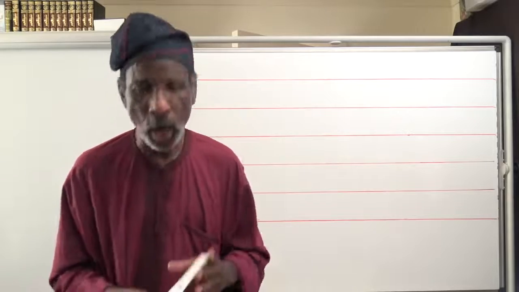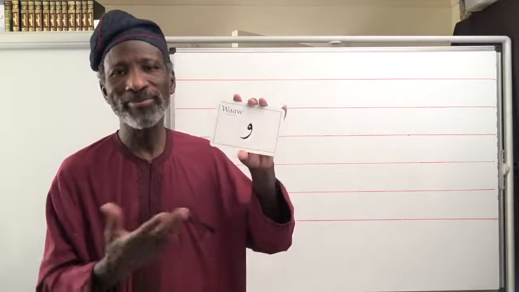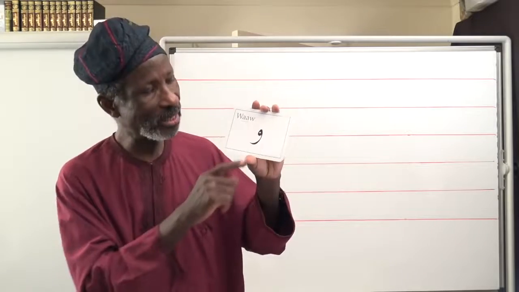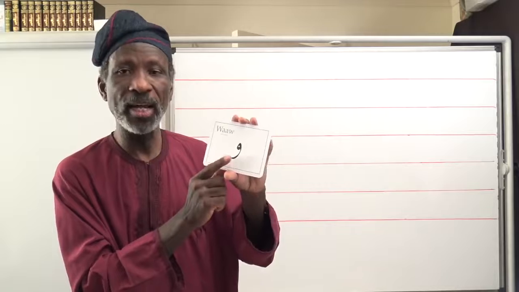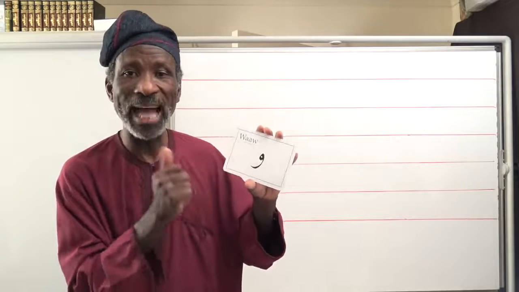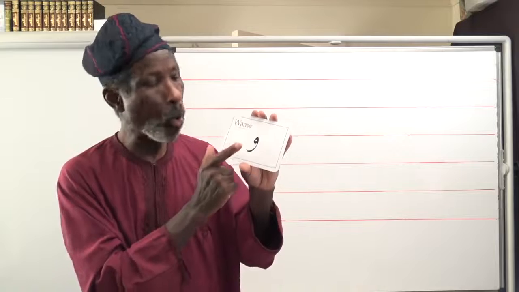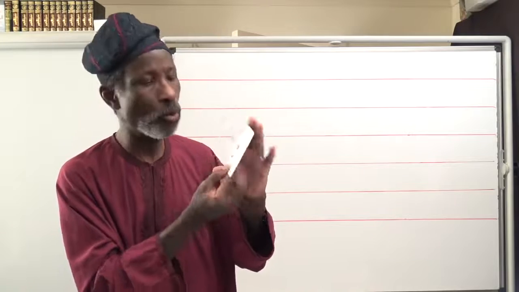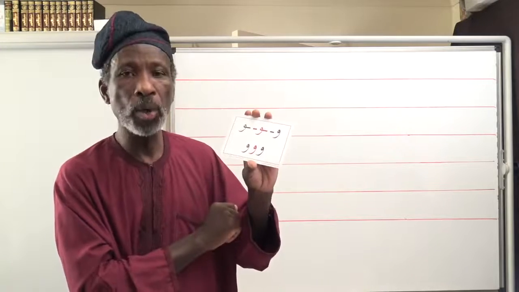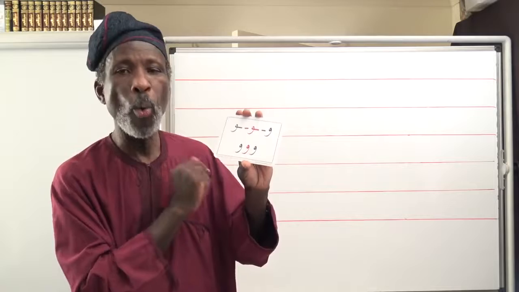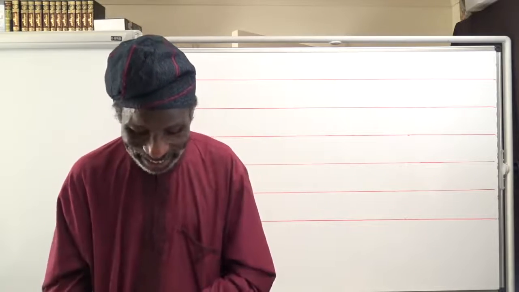Now, two to go. Waw. That's letter waw. And so when it's final, of the naughty six letters, alif, dal, dhal, ra, za, and waw, they cannot be extended forward. And this is your waw.